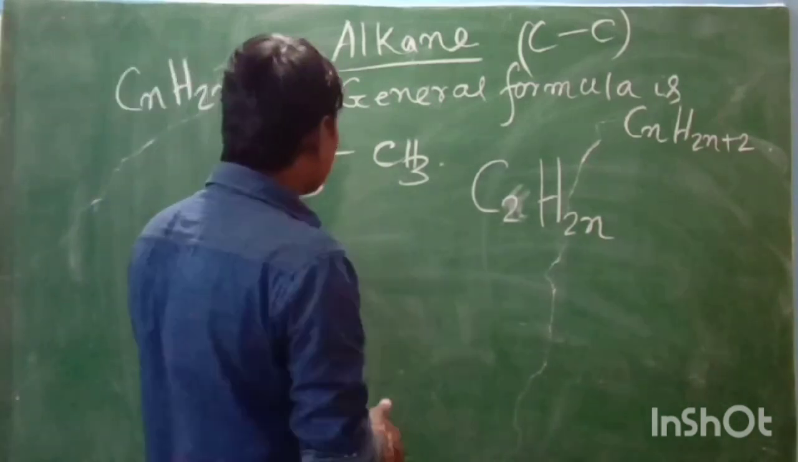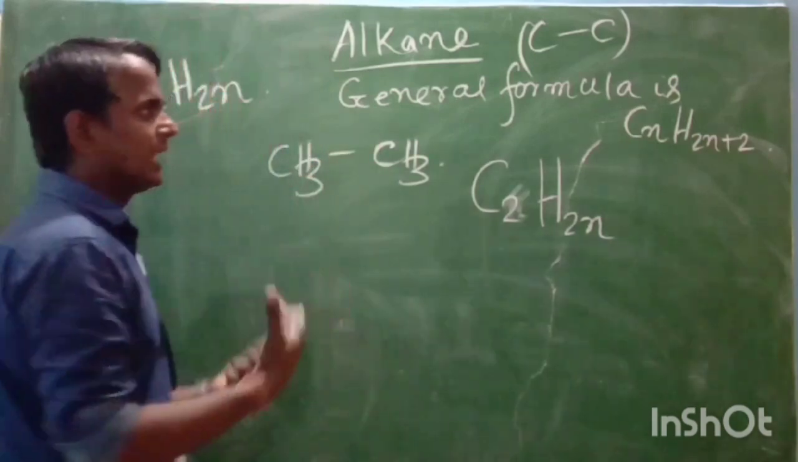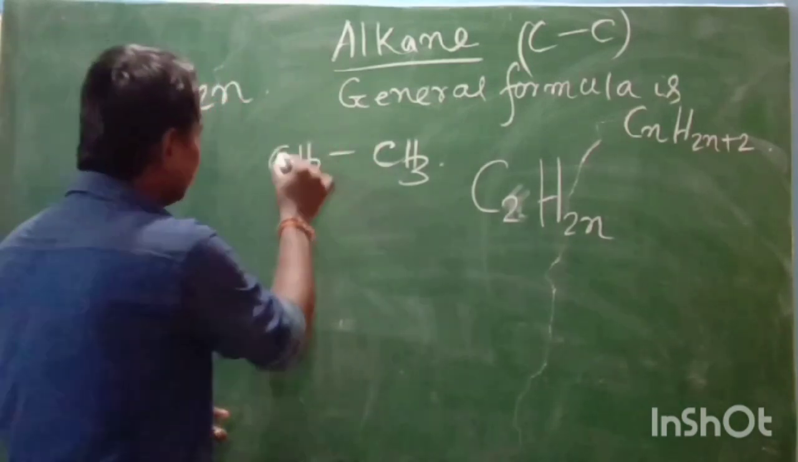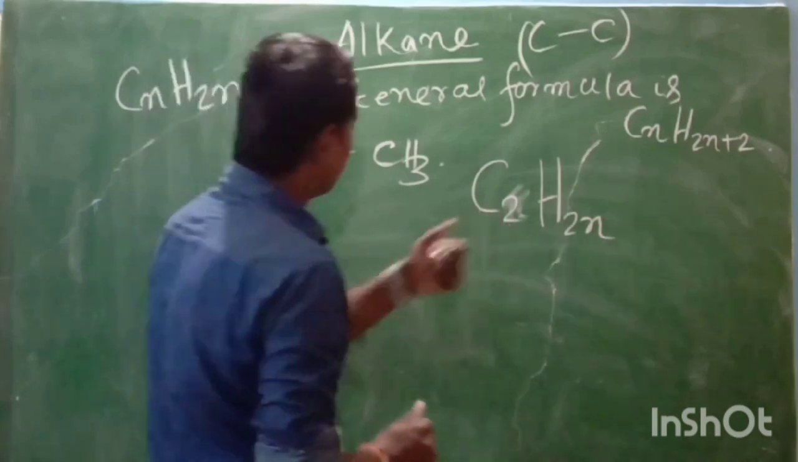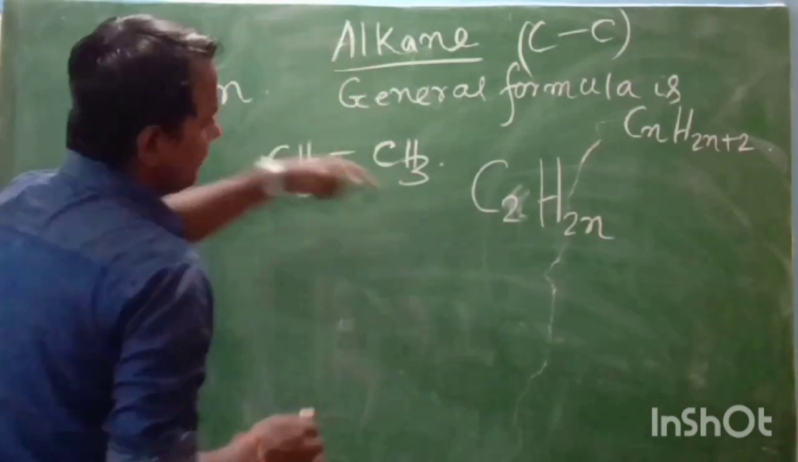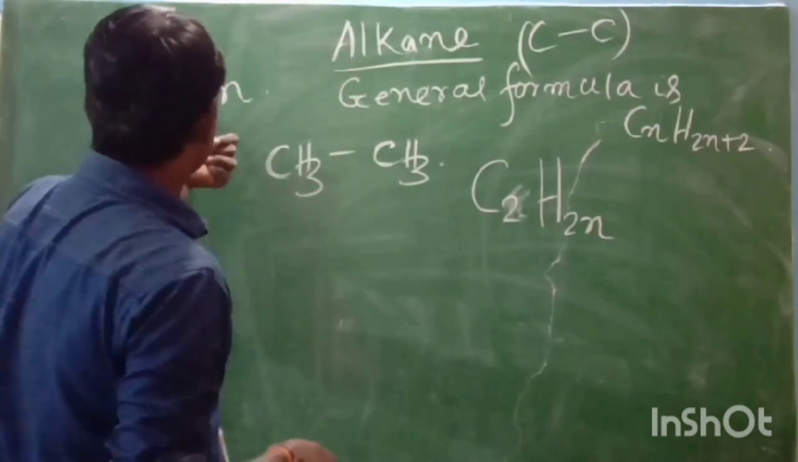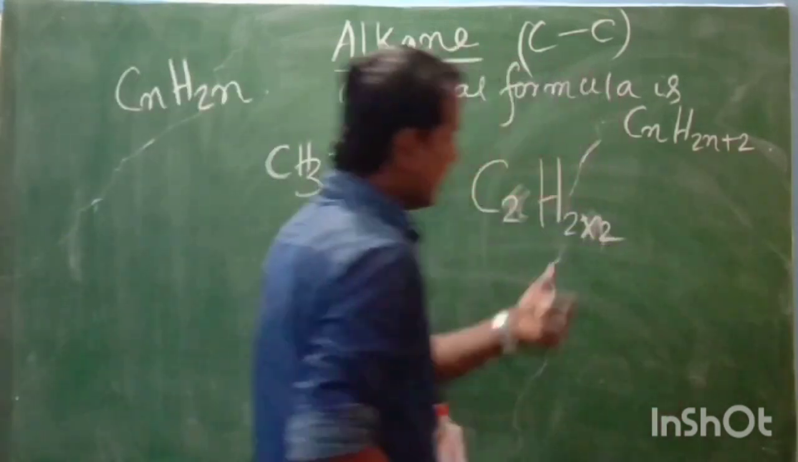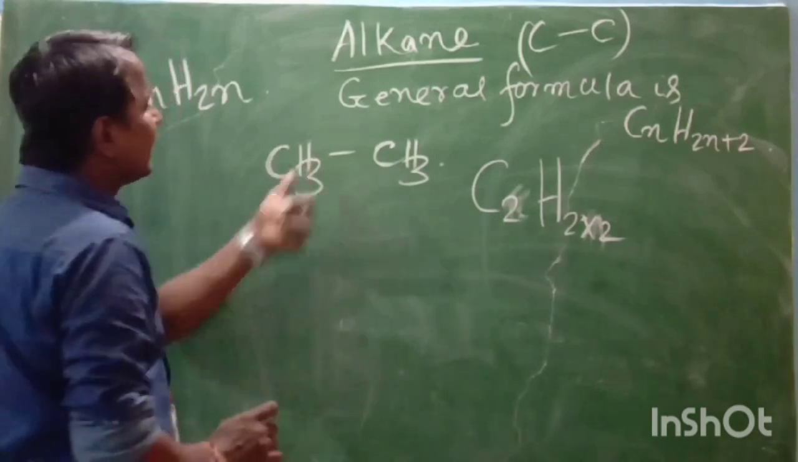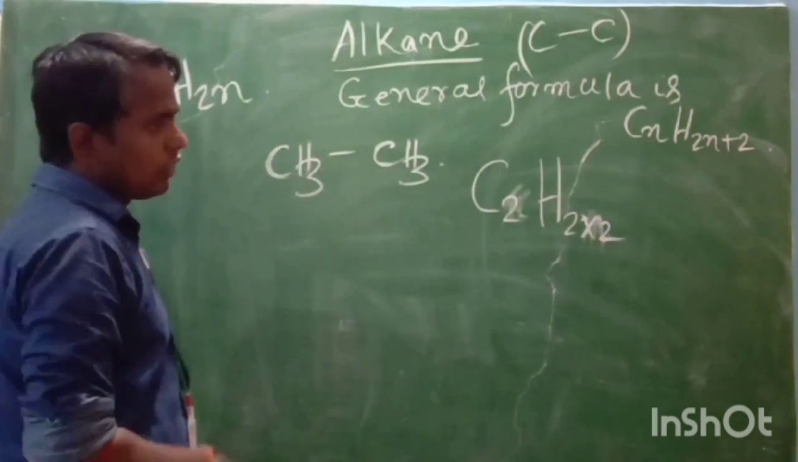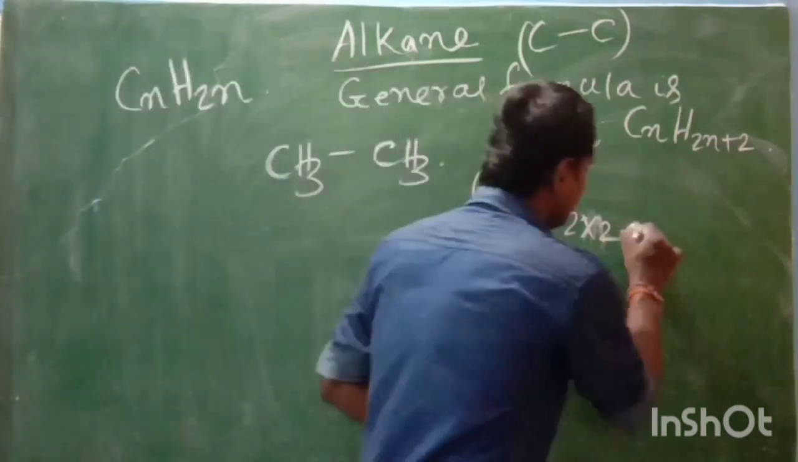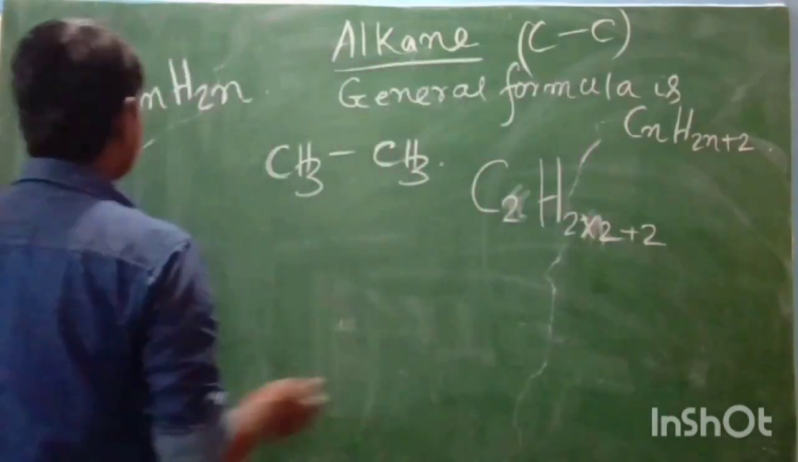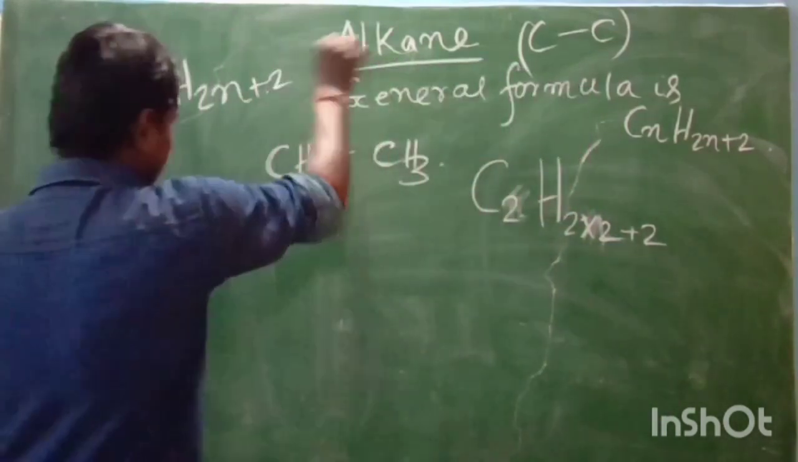Next, how do we calculate the general formula of an alkane from this? Here the carbon number is 2, so we put n as 2. Then 2n means 2 into 2, I mean 4. But hydrogen is 6, so we add plus 2. So the general formula becomes CnH2n+2.